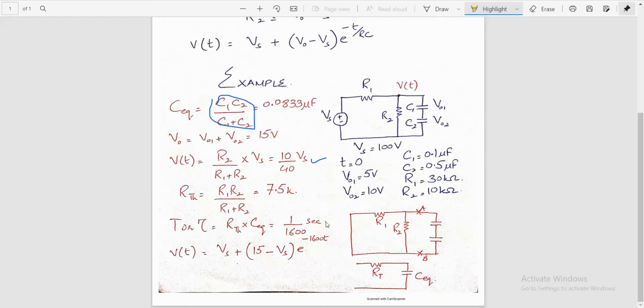Right? So this is how you solve a first order circuit with multiple resistances or capacitances. What you need to do is find the equivalent capacitance, find the Thevenin resistance, and put the values in the equation.